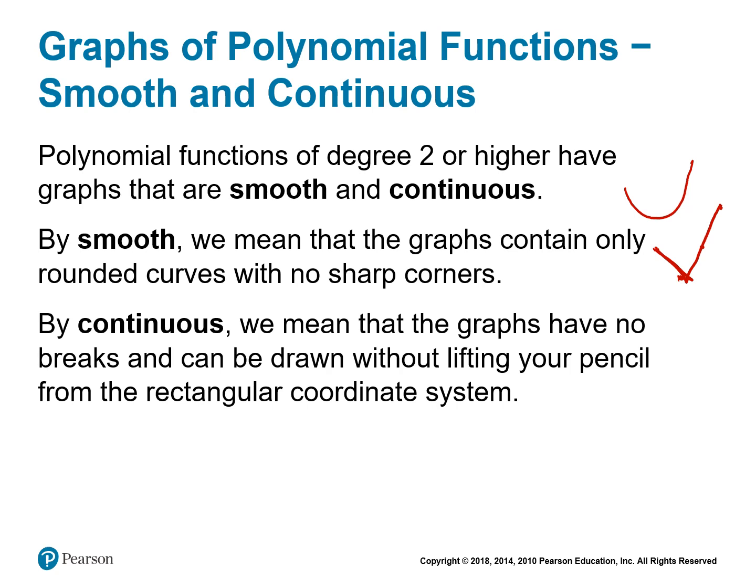So we have to connect, and let me erase this V, and connect the dots with a smooth curve. So it's going to be like this. All right, this is smooth, no sharp corners. So that's what it's saying. By smooth, we mean that the graphs contain only rounded curves with no sharp corners.